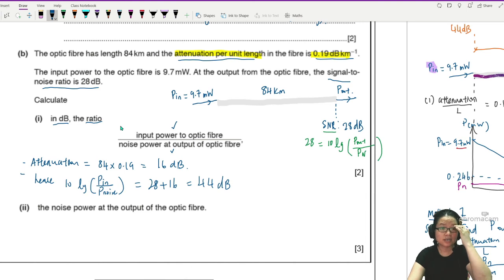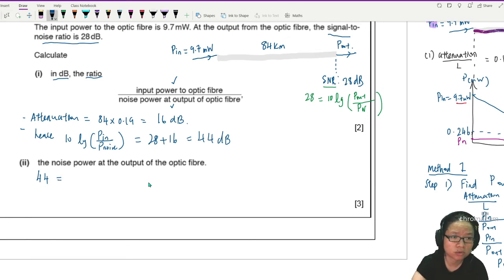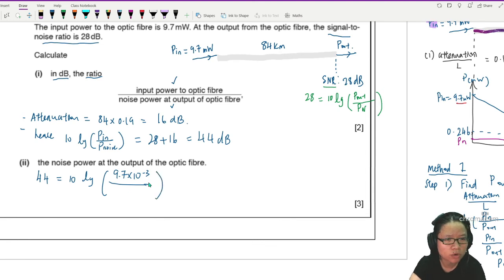All right. Next, the noise power at the output of the optic fiber. So if you did method 1, your answer is already there. You just transfer over here. But assuming I didn't do method 1, I just did this. So I know the signal to noise ratio. And right now, I can say that 44, this is the input, correct? So 44 is equal to 10 log. I have the input 9.7 milliwatt, 10 to the power -3, and we're looking for P noise.